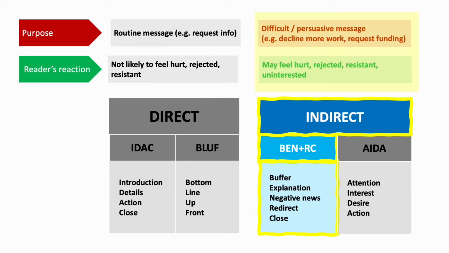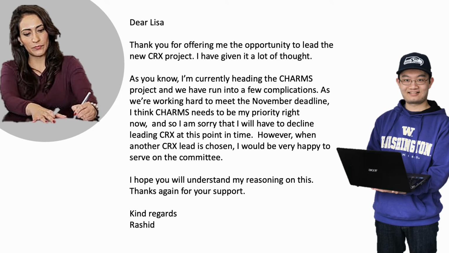This is when we should use the BEN plus RC format. BEN plus RC stands for buffer, explanation, negative news plus redirect, and close. Here's an example. This is Rashid. His boss, Lisa, has just asked him to lead a new project. Rashid doesn't want to take on the job. He needs to now email Lisa to decline the offer. Following the BEN plus RC formula, this is what Rashid has written.